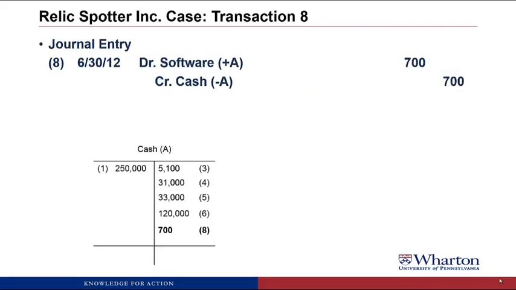To post this one, we create a software T account where we're going to put the debit to software, and then we put the credit to cash at the bottom of our ever-growing cash T account.